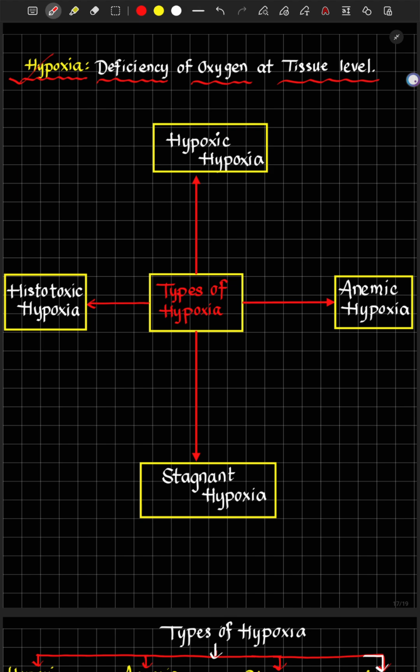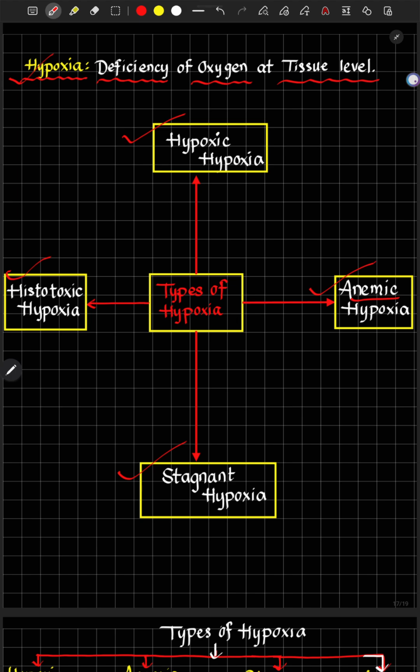tissue level. First of all, we will see the hypoxic hypoxia. It is the first type of hypoxia. Second is anemic hypoxia. Third is the stagnant hypoxia. And last one is the histotoxic hypoxia. We will elaborate the hypoxias one by one. First of all, hypoxic hypoxia. The name itself says hypoxic, meaning there is a decrease in partial pressure of oxygen, due to which there is deficiency of oxygen.